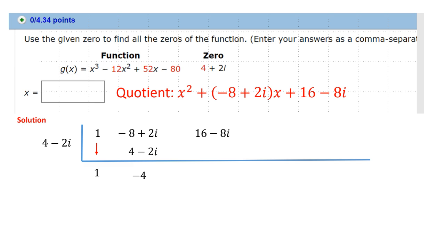4 minus 2i times 1 is just 4 minus 2i. A negative 8 with a positive 4 is a negative 4. 2i minus 2i is 0, which leaves me with a negative 4. Let's multiply that again. 4 times a negative 4 is a negative 16. Negative 2i times a negative 4 is a positive 8i. And then I get 0. So now you see that my quotient is just, I started with x squared, now I lose a degree, so this is just x, and the constant term is minus 4.